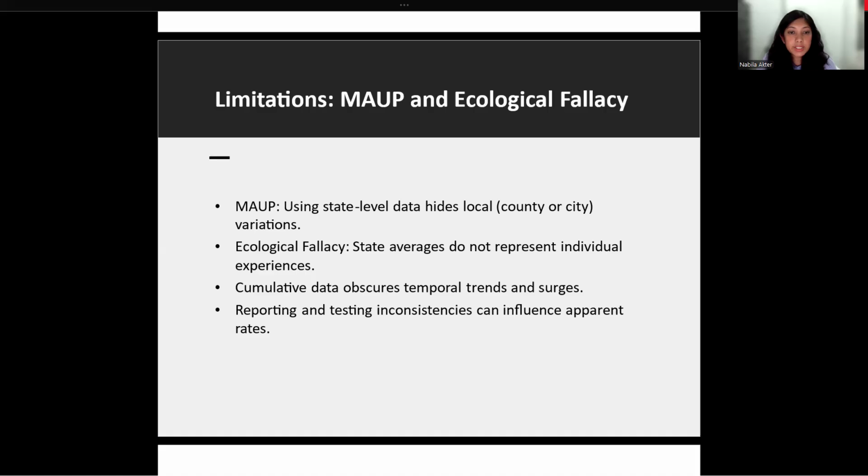Just because a state has a low vaccination rate doesn't mean everyone there is unvaccinated. Additionally, cumulative data doesn't show when surges occurred, and differences in reporting methods may affect accuracy. So I'm going to slide 8.